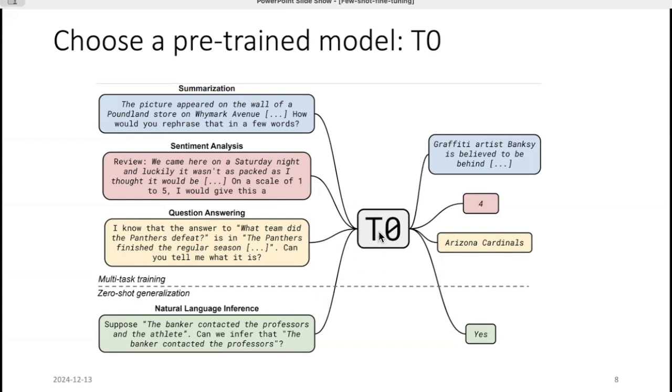So the idea is they want to train the T5 model on a variety of different tasks, like summarization tasks, sentiment tasks, question answering tasks. It's a multitask instruction fine-tuning. And you want to see whether it can improve the zero-shot generalization on a new task. For example, here is a new task that didn't exist before in the multitask training, and whether it can still generalize to the new task. So this is the T0 focus.